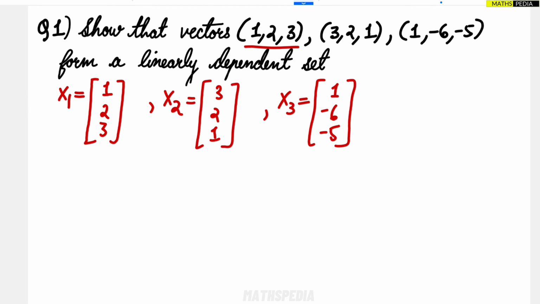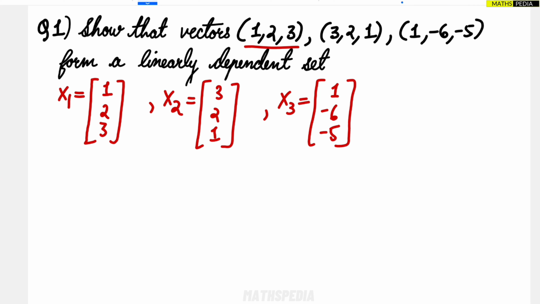We have to understand here that in order to prove a linearly dependent set when the vectors are given, we have to form those vectors into a square matrix and find the determinant of that square matrix. If the determinant comes out as 0, then we can say that this particular set of vectors is linearly dependent. So the answer will start from here.